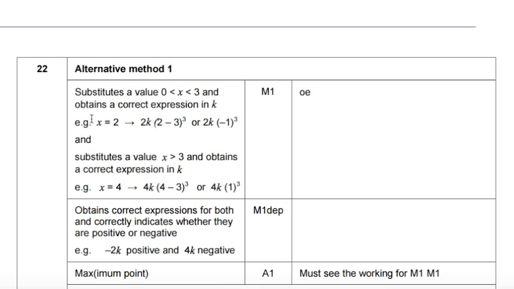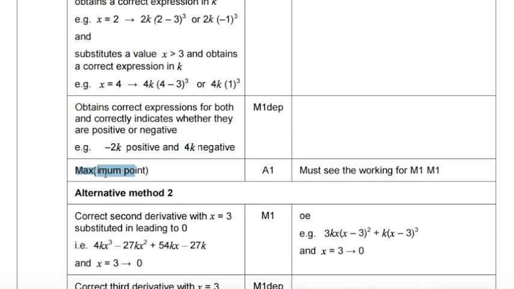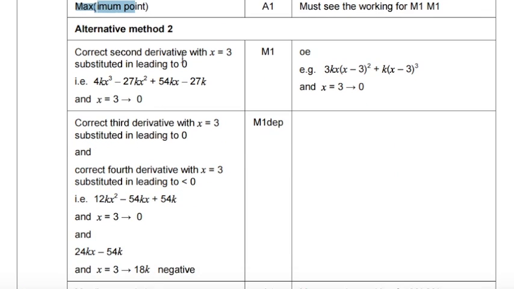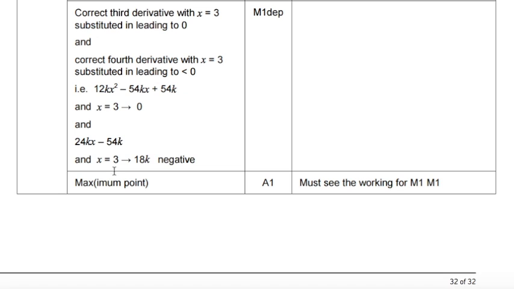Okay, now what do the examiners want to see? They want to see substitutes a value between 0 and 3, which is what we did, we used 2, and obtains a correct expression in k. So here's where I almost made my mistake, where we should have got minus 2k. Obtains a correct expression for both and correctly indicates whether they are positive or negative. So minus 2k, which we got, and 4k, which we got, and then we decided it was a maximum point. So you can see you can do the second derivative, but it's quite difficult. You have to do a lot of expanding. But then you get 18k, which is negative, therefore it's a maximum.